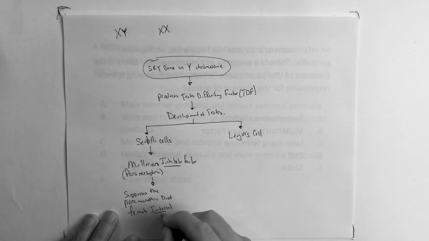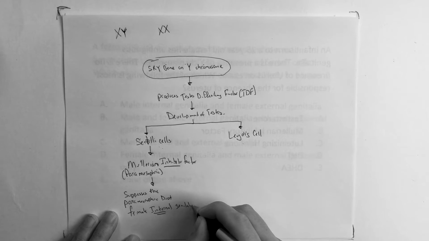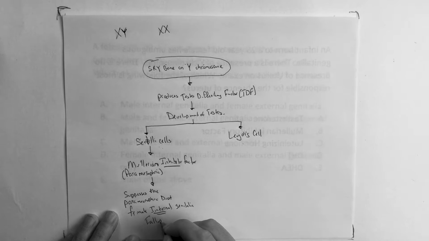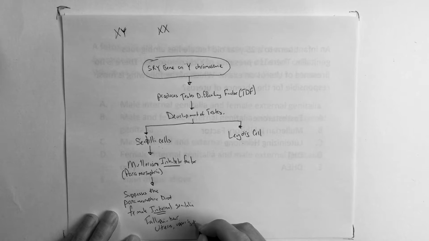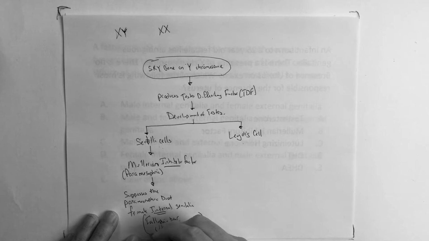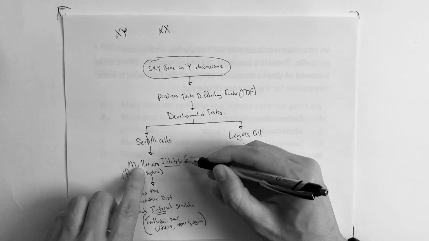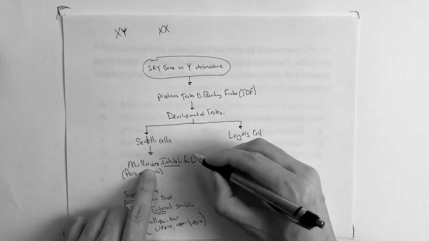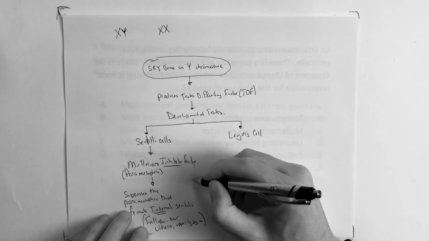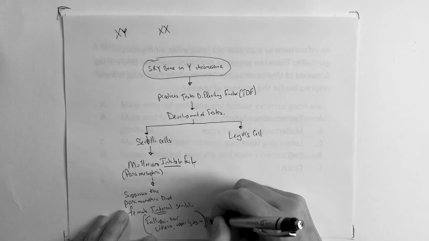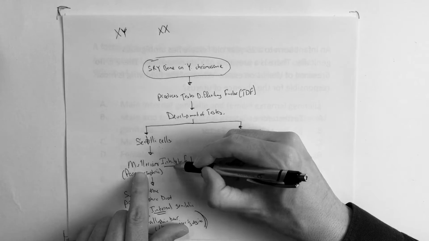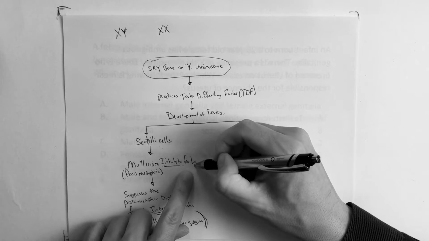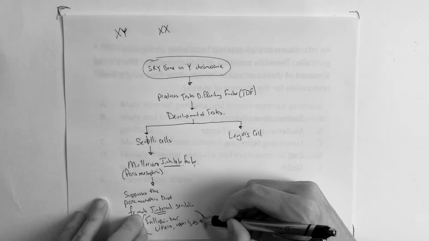And we're talking fallopian tube, uterus, and upper 1/3 of the vagina. So if you didn't have this Mullerian inhibitory factor, the body would default to make this stuff. But since it's a guy, you need the Sertoli cells to make this Mullerian inhibitory factor, because it'll prevent this stuff from forming.